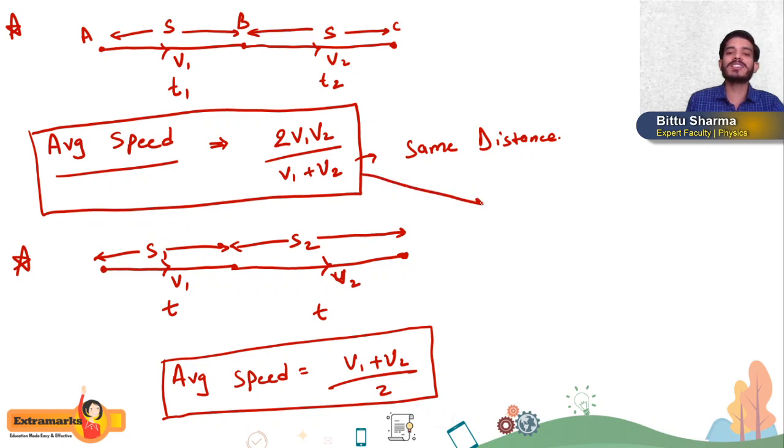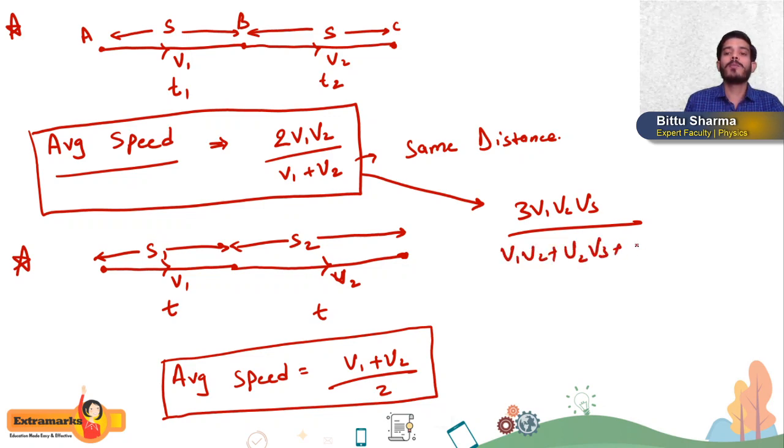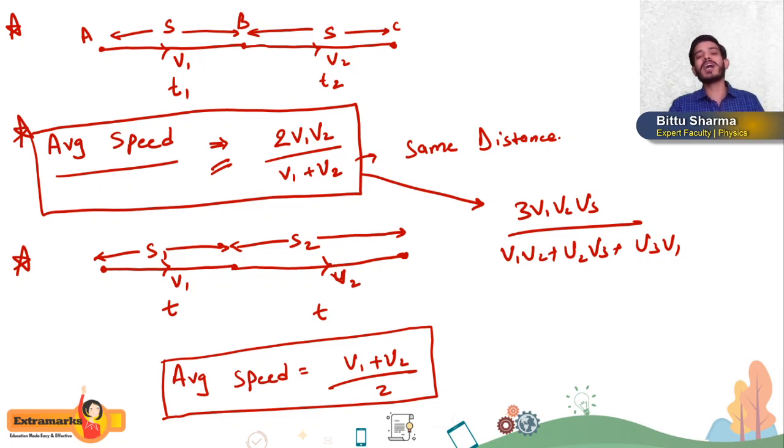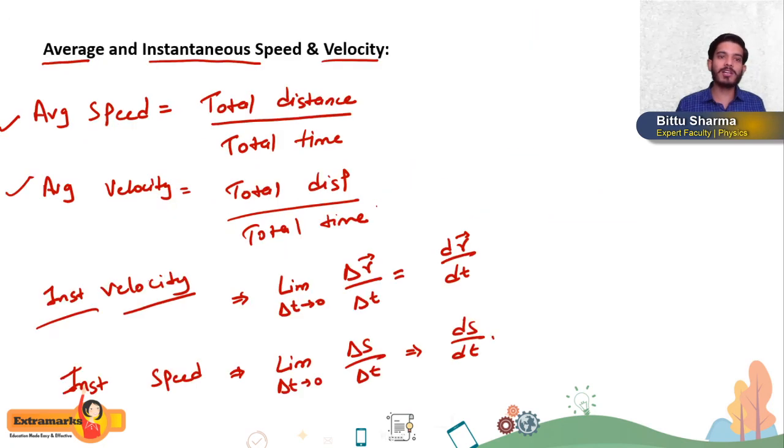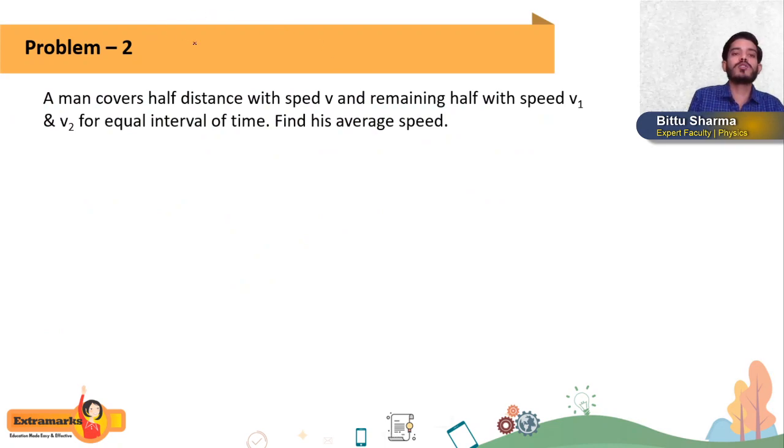Suppose, students, the total distance is divided into three equal parts, so the formula will be 3v1v2v3 divided by v1v2 plus v2v3 plus v3v1. I hope you are getting this, but most of the time we will use the earlier formula only. Getting? These are direct results which we can use in our numericals. So this is a very important numerical which we are going to solve.